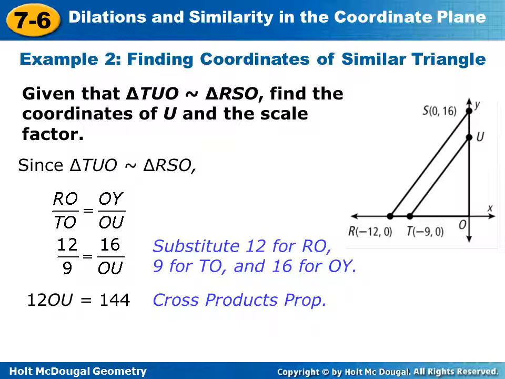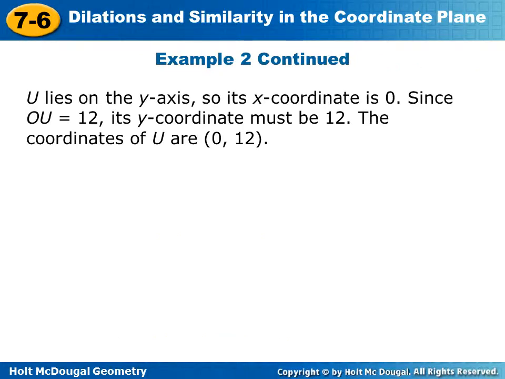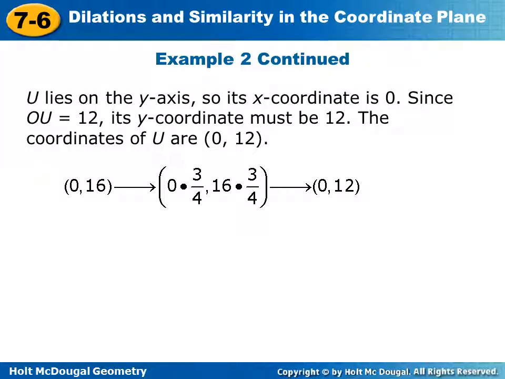Using a cross product, or cross multiplying, we get 12 OU is equal to 144. And then divide both sides by 12 to get 12 as OU. U lies on the y-axis, so its x-coordinate is 0, and since OU is 12, the y-coordinate is 12. So the coordinates of U are (0, 12). (0, 16) needs to be multiplied by 3/4 to get (0, 12). So the scale factor is 3/4.